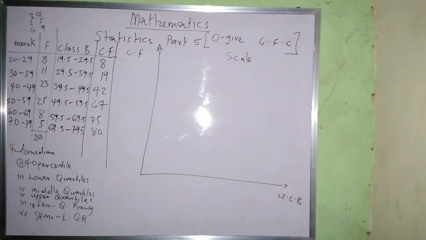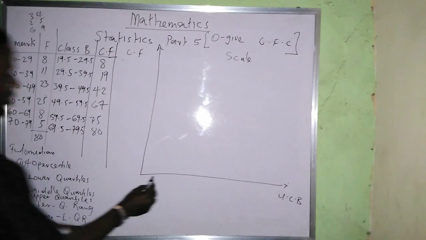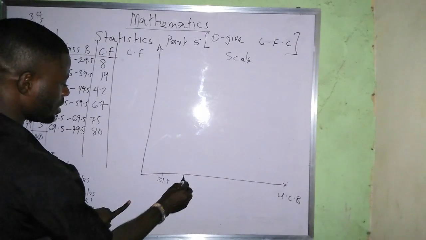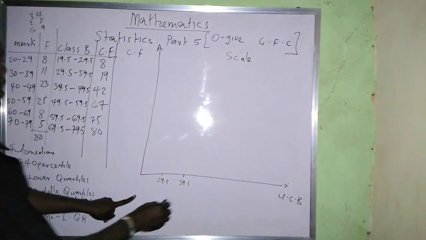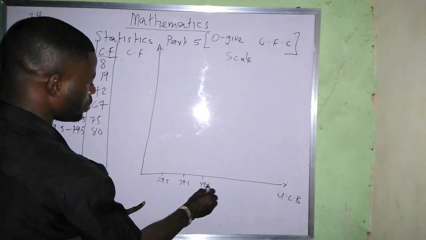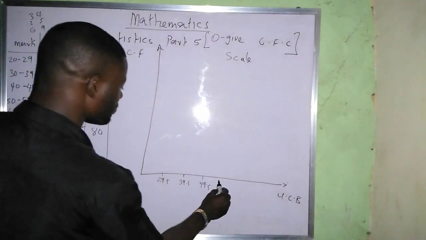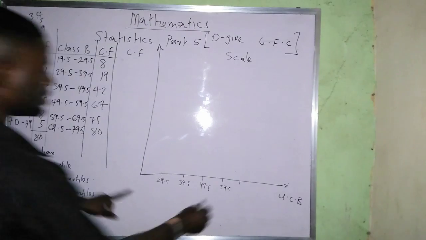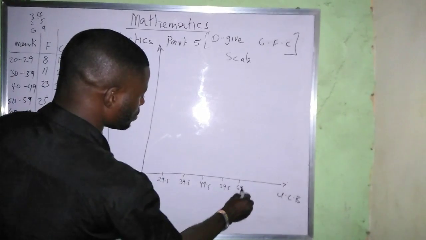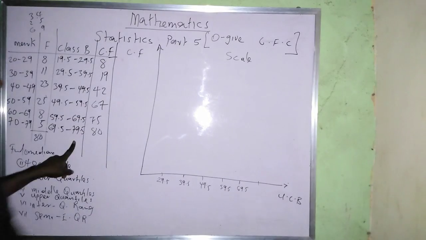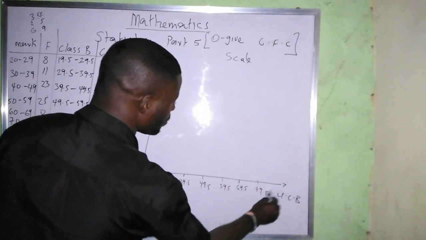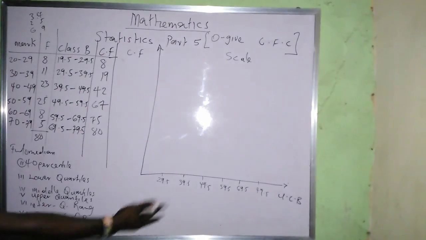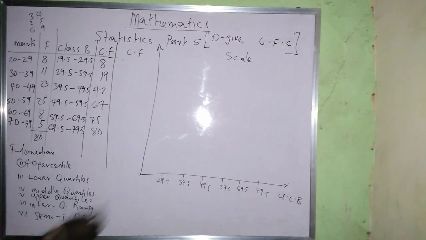Now, since I have this, I will move on. My upper class boundaries are 29.5, 39.5, 49.5, 59.5, 69.5, and 79.5. With the help of your scale and your graph, it will be nice and neat.